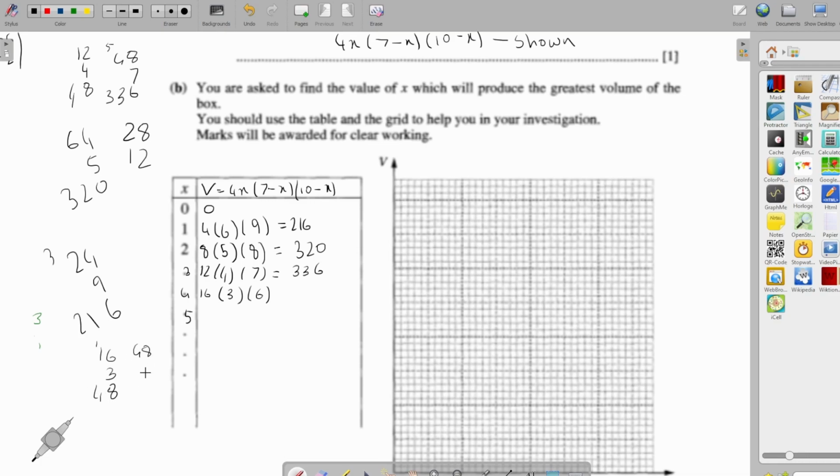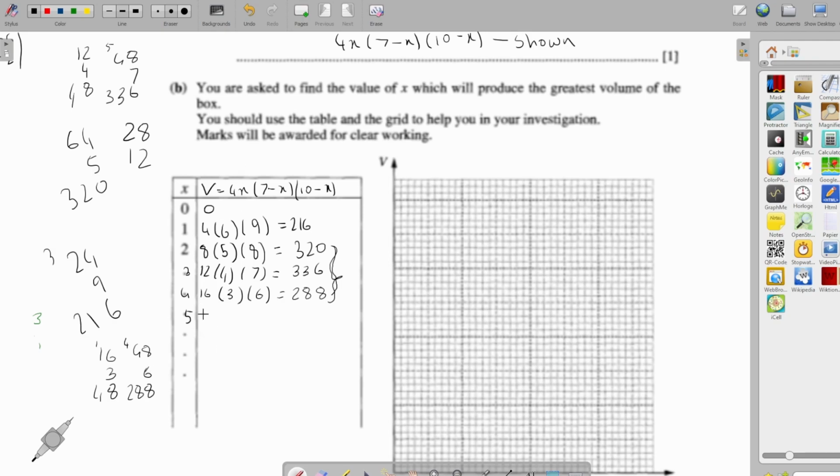And now all we need to do is 48 times 6. So 8 6s are also 48. And then 4 6s are 24 plus 4, so that would be 288. 288. So already we've seen a shift. So we've seen a rise, and then we've seen a fall. So somewhere in between here is going to be the maximum value.